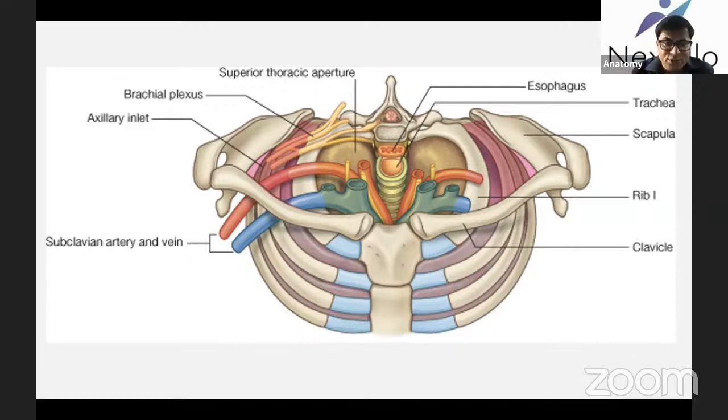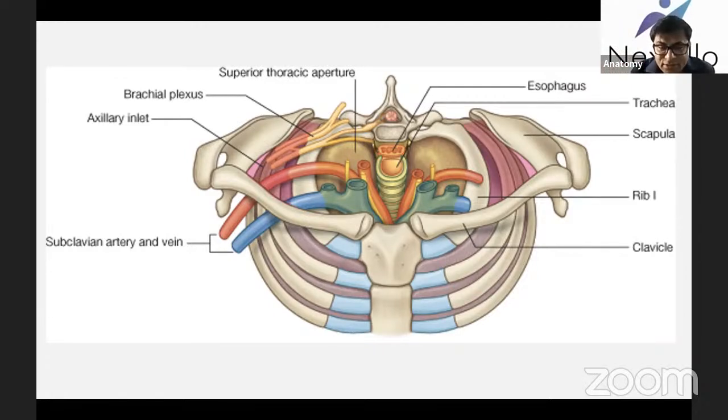So the lower trunk, you will find, is taking a high jump. It will cross the upper border of the first rib that way, right? So in case there is a cervical rib, this lower trunk of the brachial plexus will have to take a higher jump. And that's a case where this lower trunk of the brachial plexus will be under stress, will be stretched.